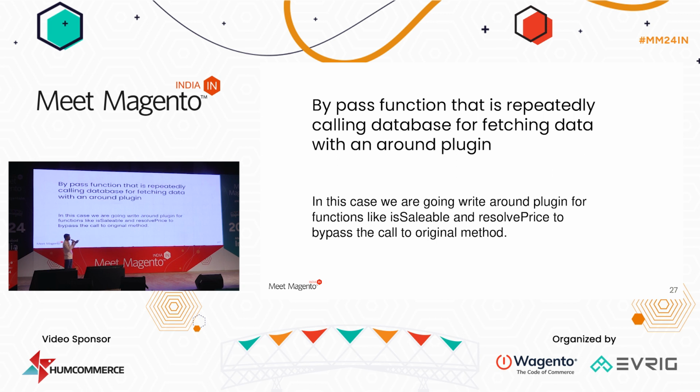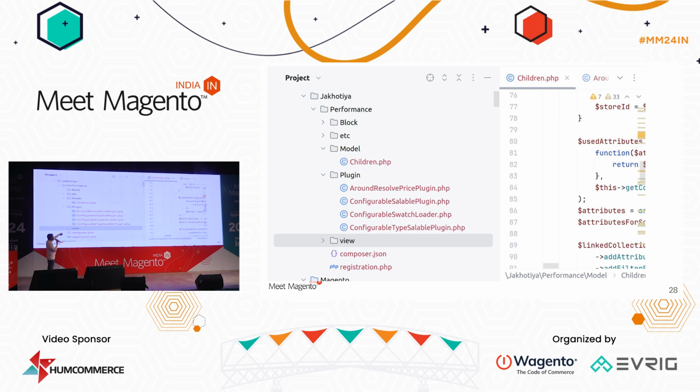In this case, I had to write 4 plugins to bypass those 4 function calls, and this is approximately what it looks like. I have an around resolve price plugin. I had to write 2 plugins for price, and then there is the configurable swatch loader and the configurable sellable plugin. All of this code is going to be available on GitHub. The code is huge, so I will not be explaining it in detail.